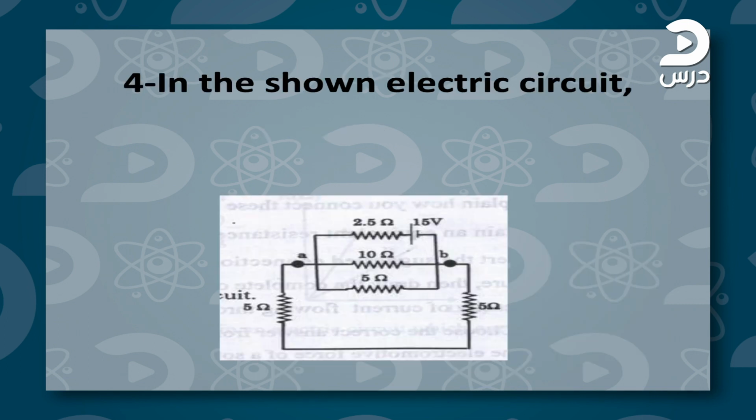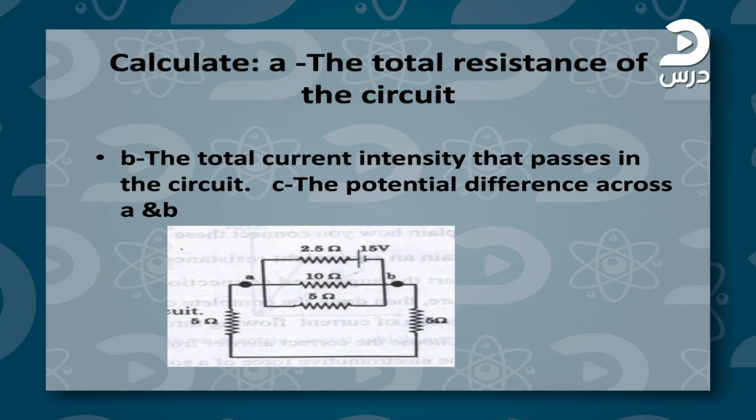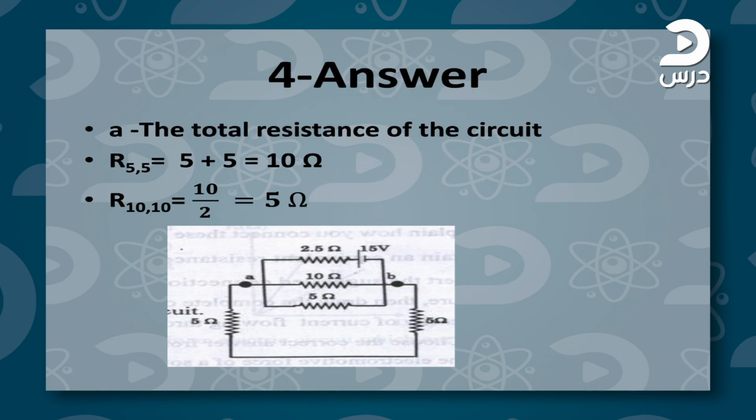Problem number 4. In the shown electric circuit, we have 2.5 ohm, 15 volt, 10 ohm and 5 ohm, and here points A and B, with 5 ohm and another branch of 5 ohm. Calculate: number A, the total resistance of the circuit; number B, the total current intensity passing through the circuit; number C, the potential difference between A and B. Let's see the answers.